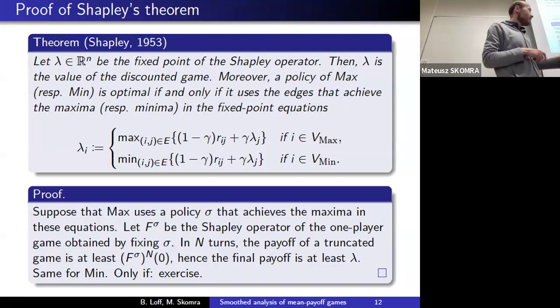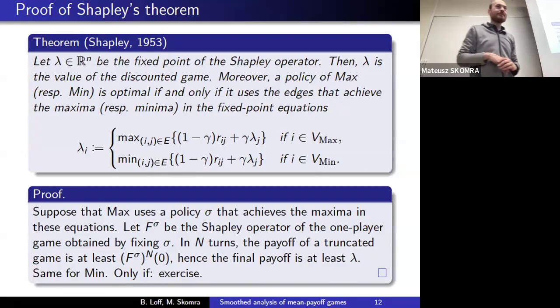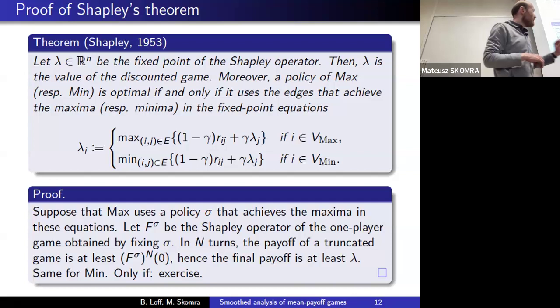Then you can prove the opposite, that these are the only policies that are optimal, the things that achieve the max and min. Because if you use a policy that is not achieving max or min, then lambda is not the fixed point. So when the other player takes a policy that does achieve the max or min, you get a different fixed point that is strictly smaller or greater. So actually the optimal policies are exactly the policies given by min and max.